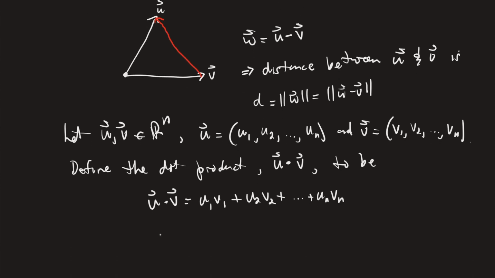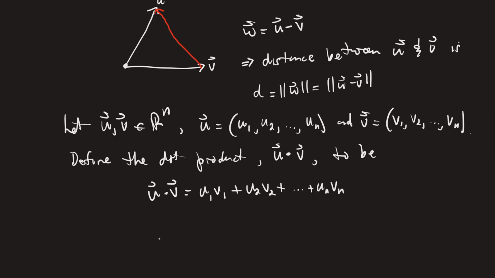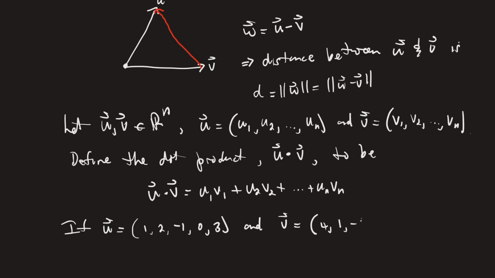So let's end this video with a quick example of the distance between two vectors and the dot product between two vectors. Let's up the dimension even further. So let's say u is a 5-dimensional vector, so R5, like this, and let's say v is equal to 4, 1, negative 1, 0, 0, something like that.